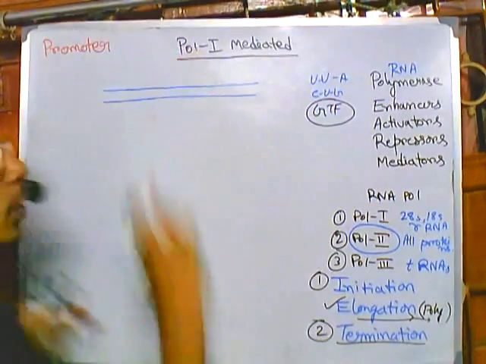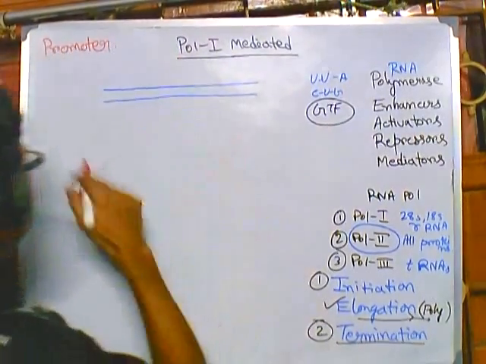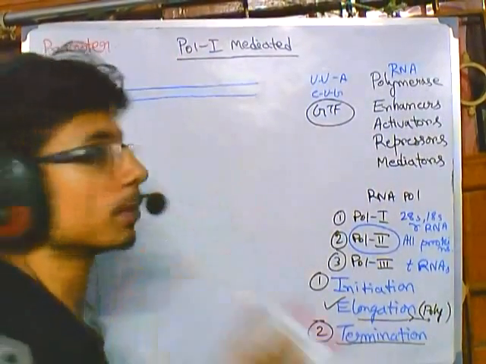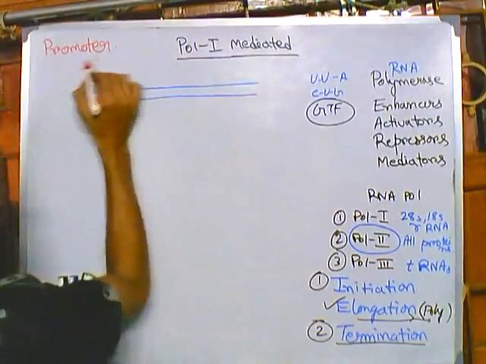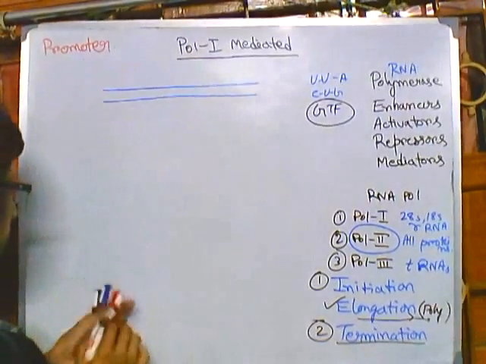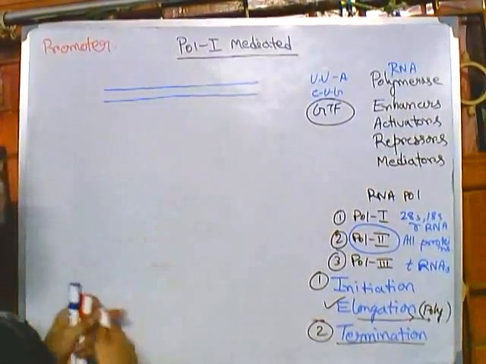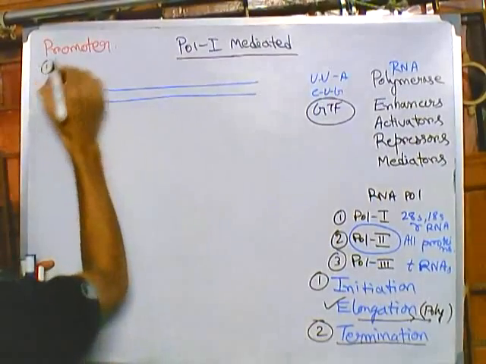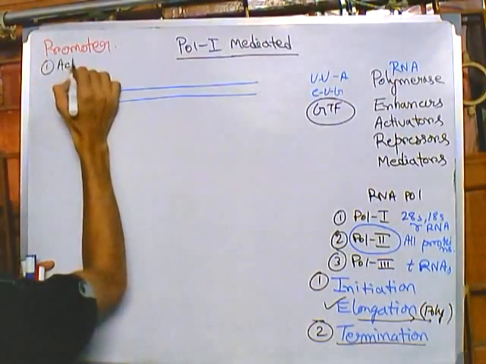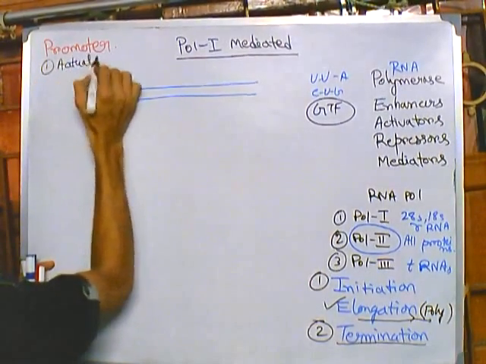Now in the Pol I mediated process, the promoter sequences consist of two different parts. Let me write it here. One is called the upstream control element. One is called the actual promoter.